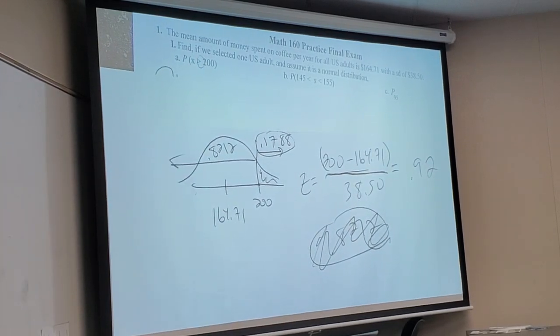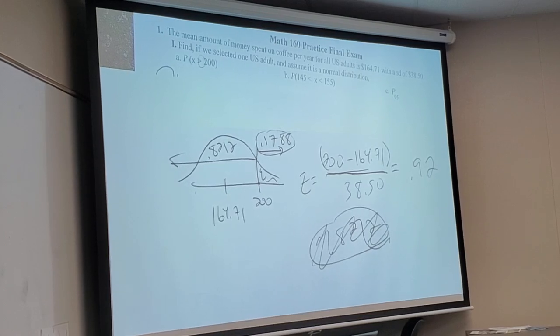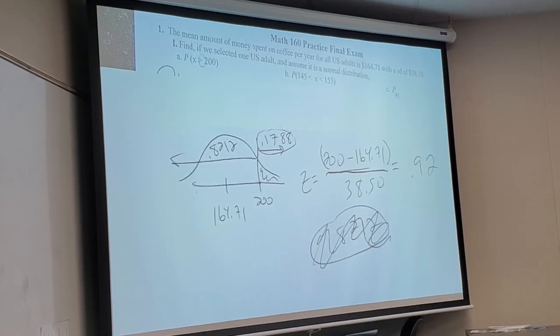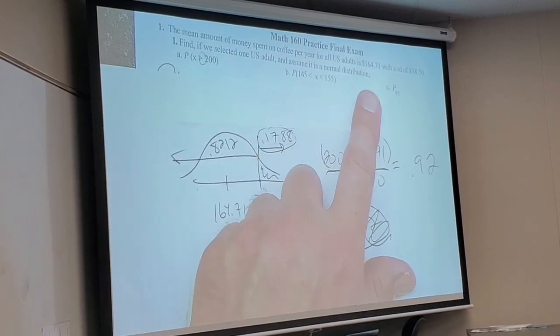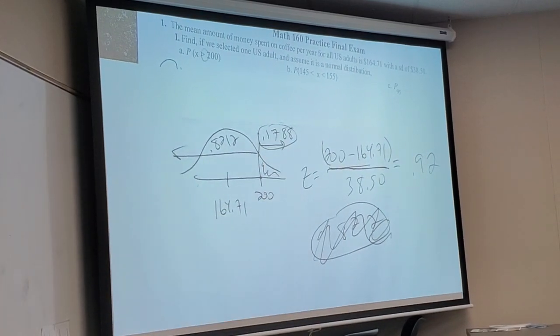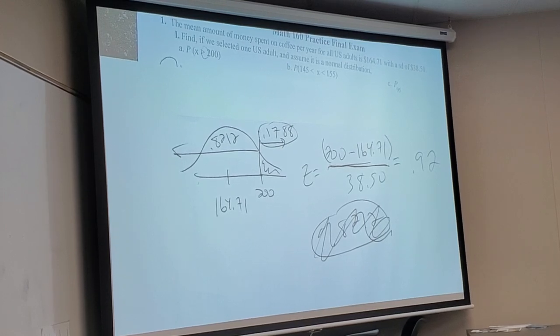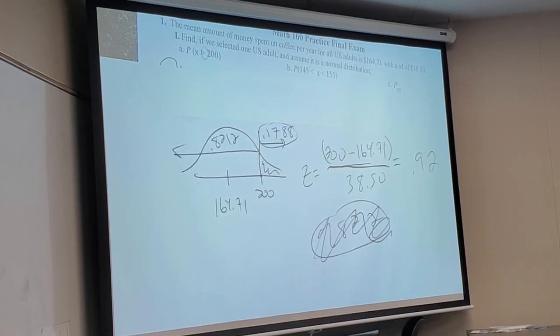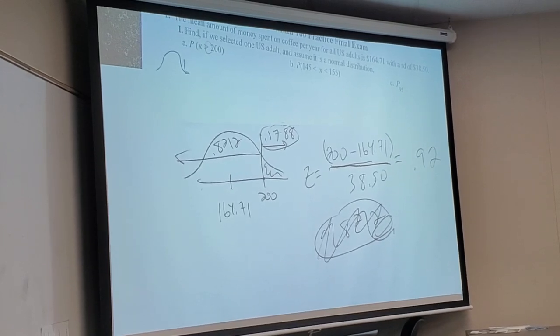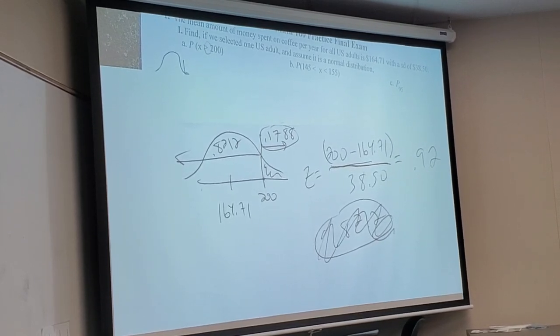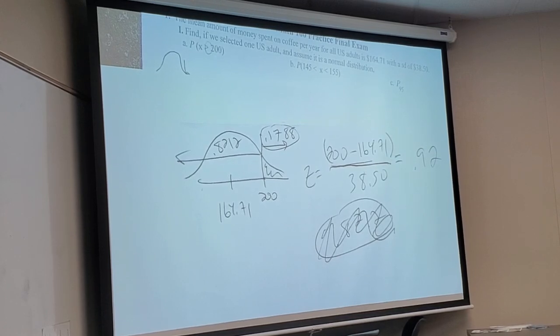And that's easily done. You guys with me? Or you can say the probability that a person spends more than $200 a year is 17.88%, but the first way I said it is even a little step closer to the real world. You want us writing it? I could ask that question. I've asked that question in the past, so I could ask that question somewhere on the final.